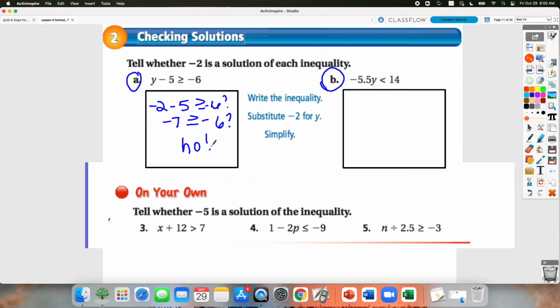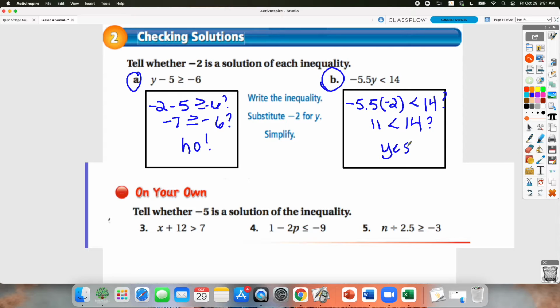All right, what about for that inequality B? Negative 5.5y is less than 14. Cruz, would negative 2 be a solution for that one? I said yes. Okay, why is it yes, Cruz? Because when you multiply the negative times the negative, it equals a positive. True. Yeah, it equals positive what? And 11 would be less than 14. So that is true. So negative 2 would be part of the solution set for that inequality.